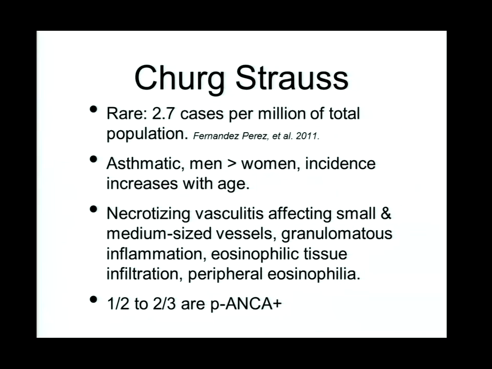Churg-Strauss, we hear about this, we know this, but it's rare, 2.7 cases per million of total population, seen exclusively in asthmatics, men greater than women, and the incidence increases with age up to the 60s to 70s. And it's a necrotizing vasculitis affecting small and medium-sized vessels. There's granulomatous inflammation associated with it, and there's definitely eosinophilic infiltration and peripheral eosinophilia. And about half to two-thirds of them are p-ANCA positive.